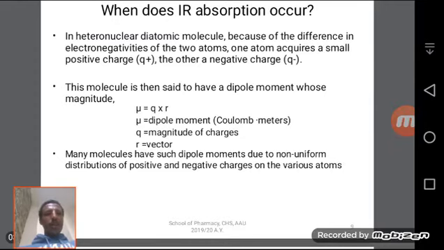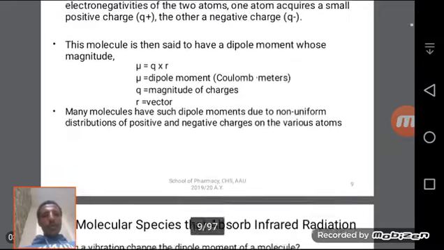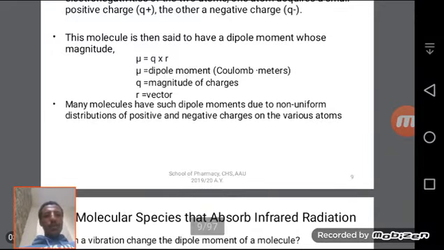In heteronuclear diatomic molecules, because of the difference in electronegativity of the two atoms, one atom acquires a small positive charge, or partially positive, and the other a partially negative charge. This molecule is then said to have a dipole moment, whose magnitude equals the charge of the interacting atom times the separation distance between the two interacting atoms. Many molecules have such dipole moments due to non-uniform distribution of charges on the various atoms. As we have said, when the dipole moment change is greater, the absorption of infrared radiation is also greater.